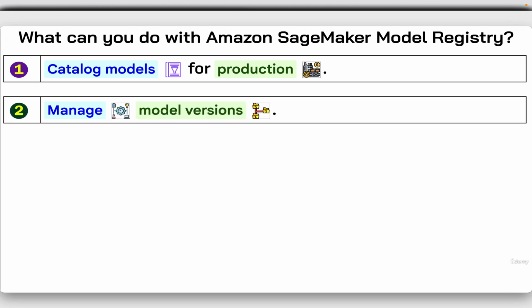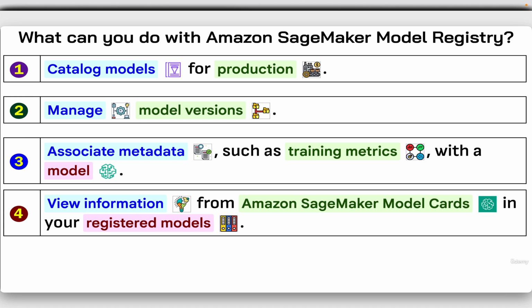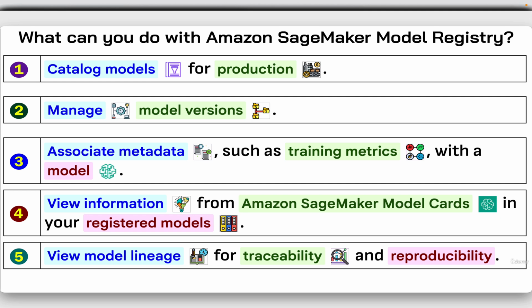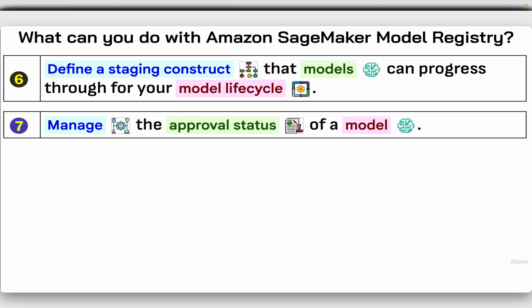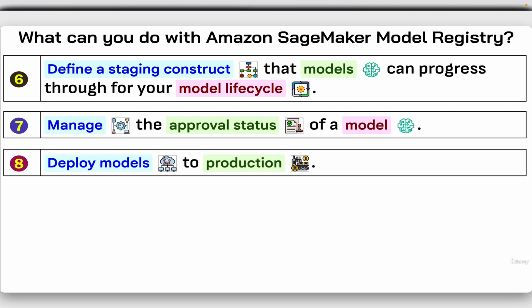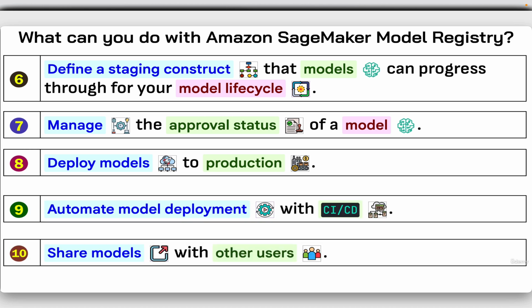You can manage model versions. You can associate metadata such as training metrics with a model. You can view information from Amazon SageMaker model cards in your registered models. You can view model lineage for traceability and reproducibility. You can define a staging construct that models can progress through for your model lifecycle. You can manage the approval status of a model. You can deploy models to production. You can automate model deployment with CI/CD. And you can share models with other users.